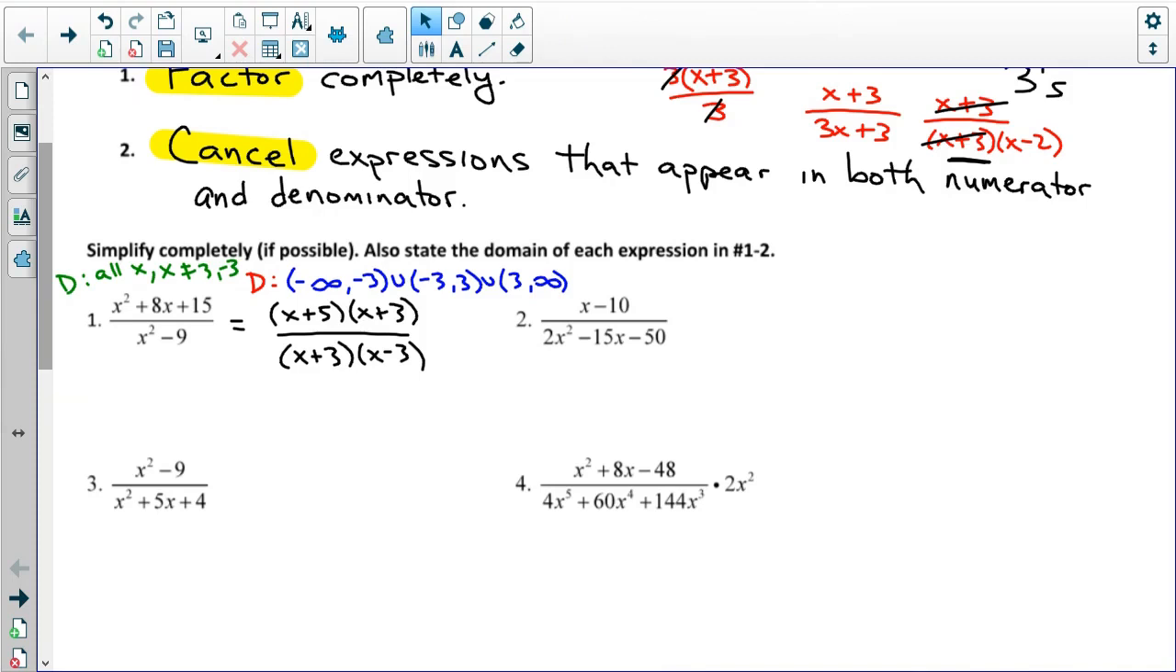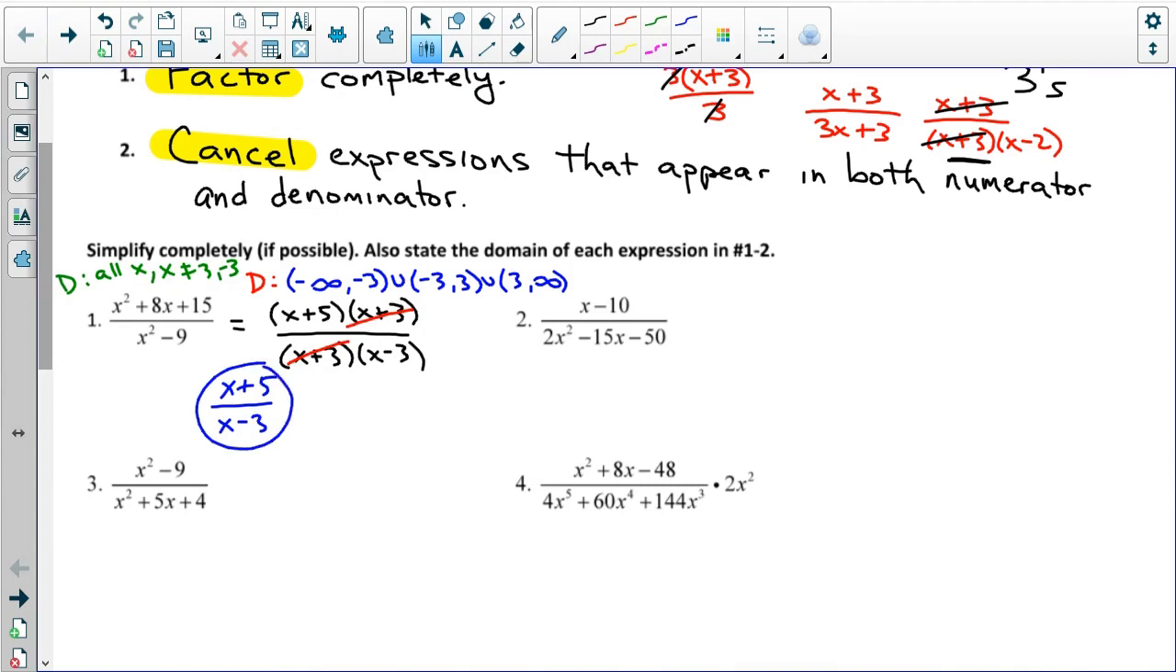So that's my domain. So I've factored it, and now I'm going to cancel off terms or expressions that appear in both the numerator and denominator that are multiplied by the rest of the problem. Notice that x plus 3 shows up in both the numerator and denominator. So my final answer for number 1 would be x plus 5 over x minus 3.